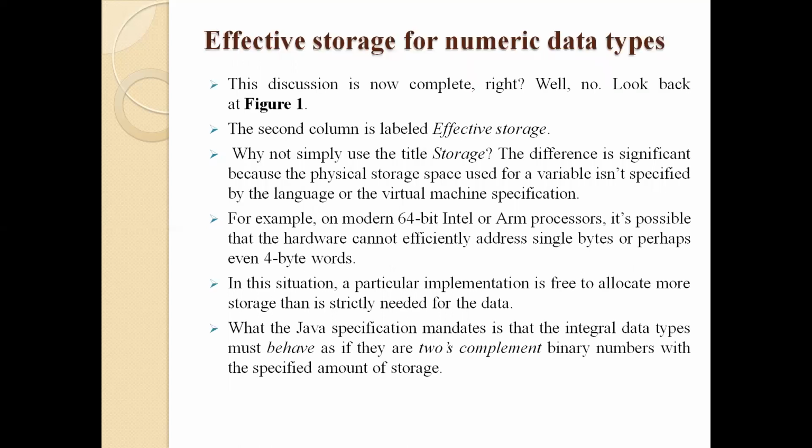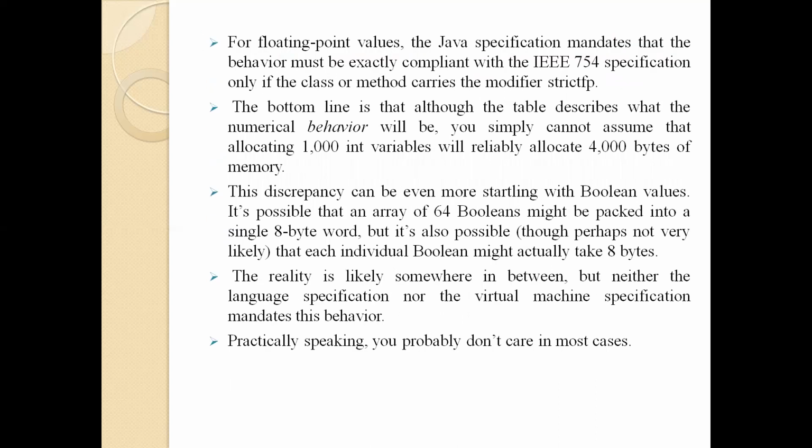Now, effective storage of numerical data types. The discussion is now complete. Let's look back at figure 1. The second column is specially used for the floating point value. Java mandates that behavior must exactly comply with the IEEE standard. The bottom line is that the table describes what the numerical behaviors will be. You simply cannot assume that allocating 1000 int variables will allocate 4 bytes of memory each.